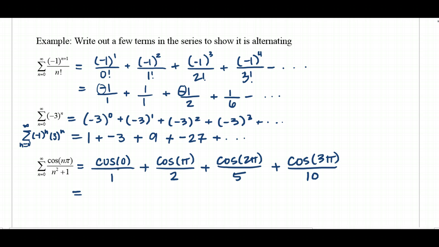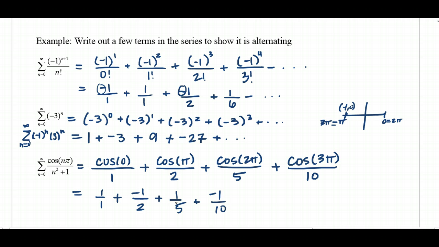So cosine of 0 is 1, so this is 1 over 1, plus cosine of pi. Just to draw a quick unit circle, here's pi, this coordinate point is negative 1, 0, and cosine is the x value, so negative 1 is cosine of pi, so this is negative 1 over 2, plus cosine of 2 pi, which is the same as 0, which we just said was 1, so this is 1 over 5, plus cosine of 3 pi. Well, pi is the same as 3 pi, so I'm going to end up getting cosine of 3 pi to be negative 1 over 10.